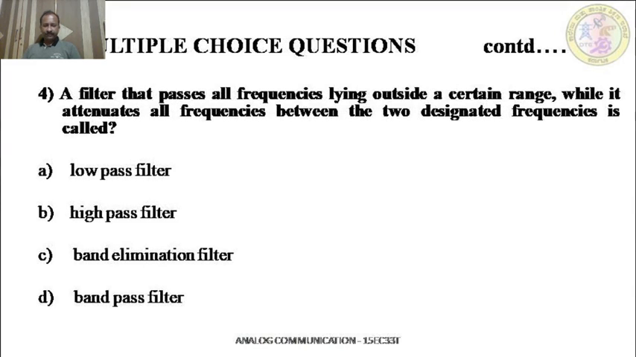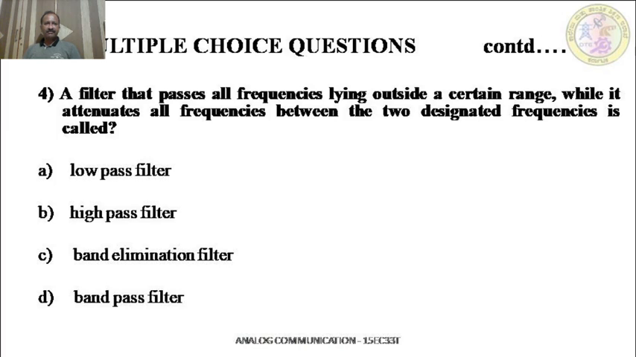Fourth one: a filter that passes all frequencies lying outside a certain range while it attenuates all the frequencies between two designated frequencies is called? Option A, low pass filter. Option B, high pass filter. Option C, band elimination filter. Option D, band pass filter.